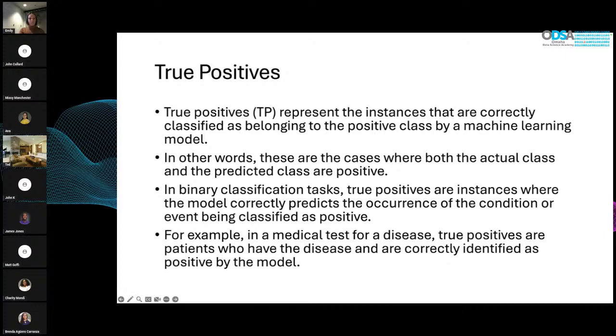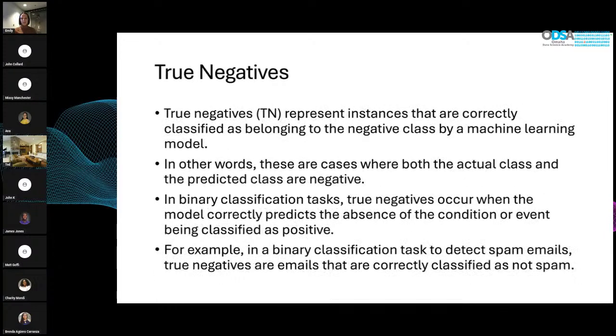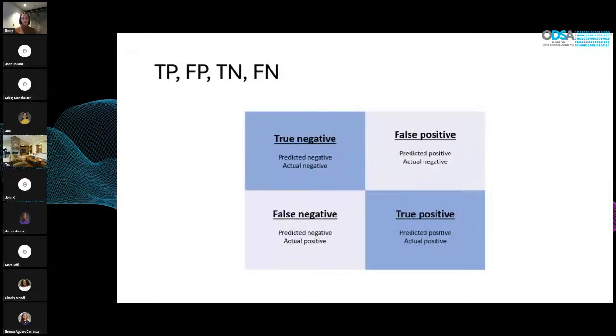For example, in a test for a disease, true positives are the patients who have the disease and were correctly identified as having the disease by the model. I'm going to jump back and forth between this picture I have here. If we look at the true positives, that is this section here. We predicted it was positive and it was actually positive.